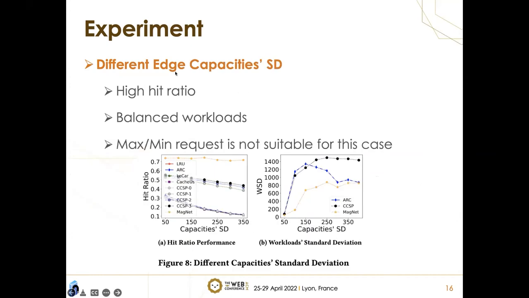The last case is the different edge caching capacity standard deviation. The SD is used to describe how different the capabilities are. We can say that in different values, MagNet has a higher hit ratio and better workload balance. So this is the introduction of MagNet.